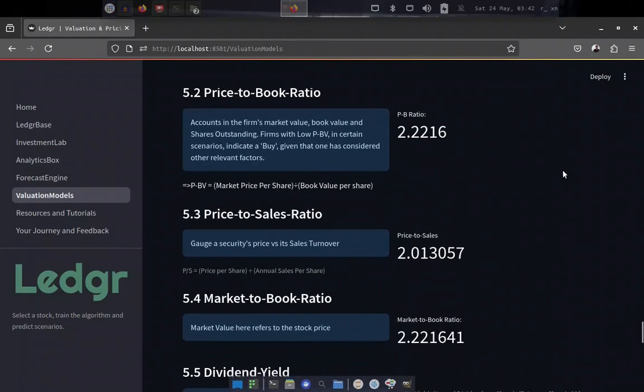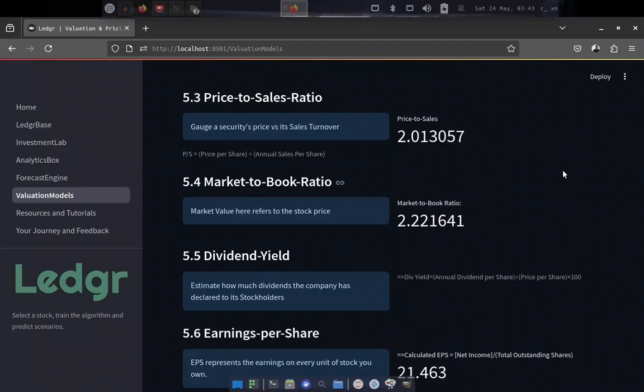Next come the price to sales ratios, which means how much a security's price or security is worth over its turnover, or price per share divided by annual sales per share. It's as simple as that. How much money do you get in, which is around 2.01. That's great. That's like twice the amount that you're getting.